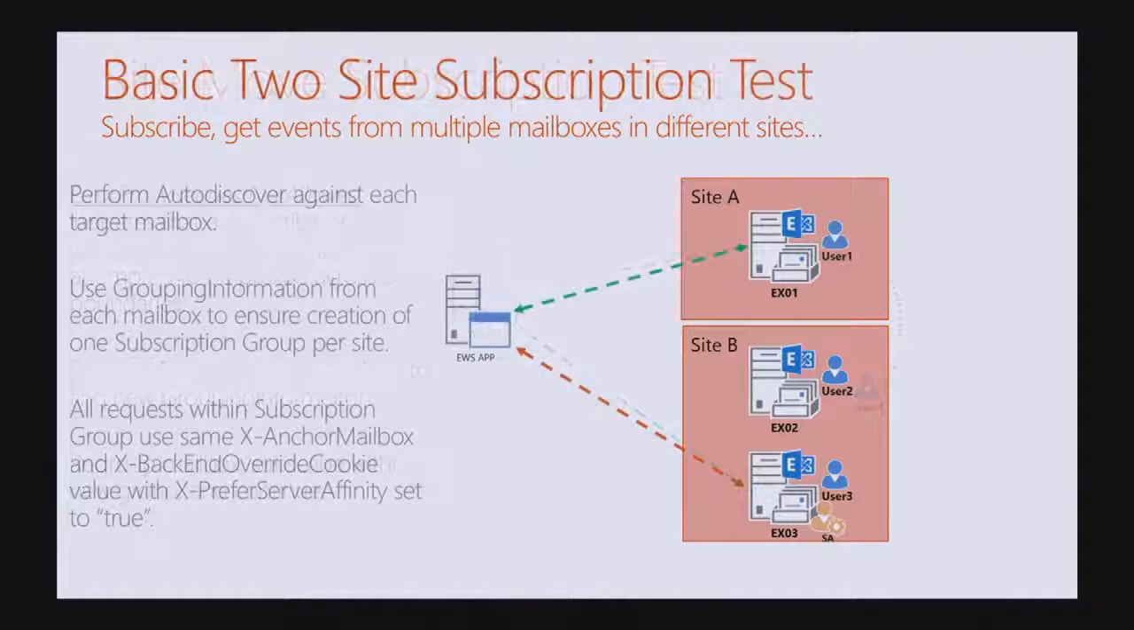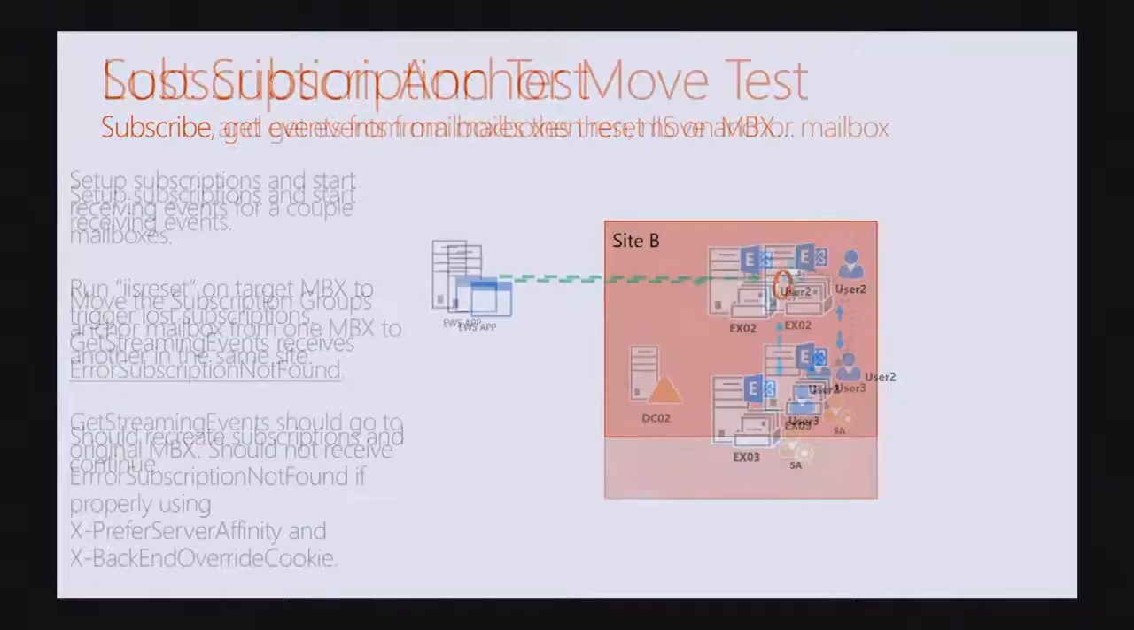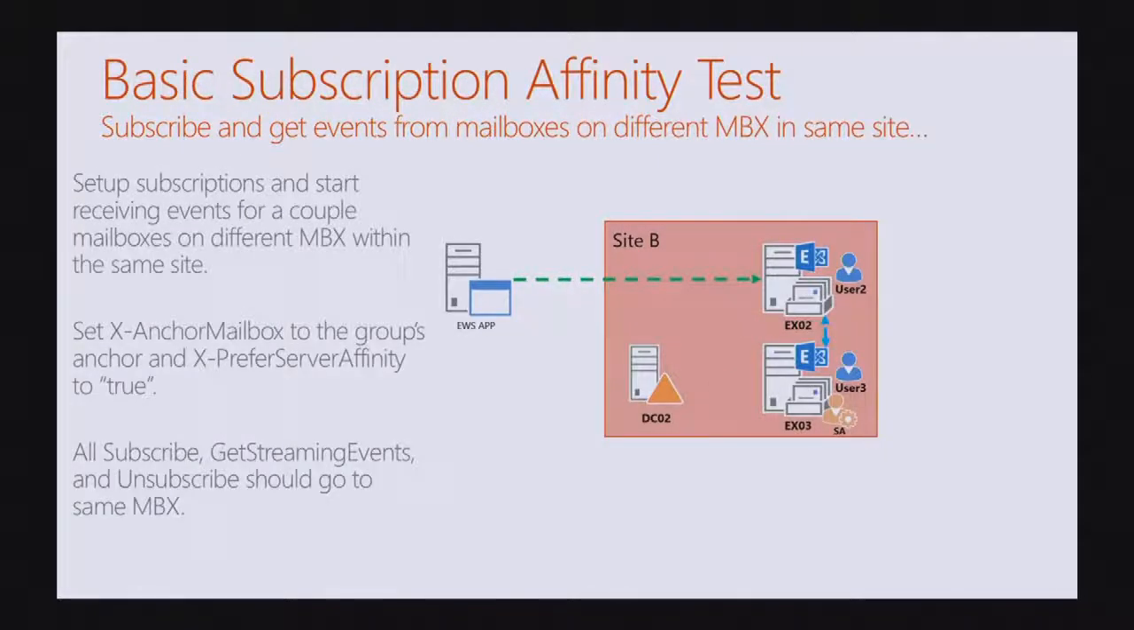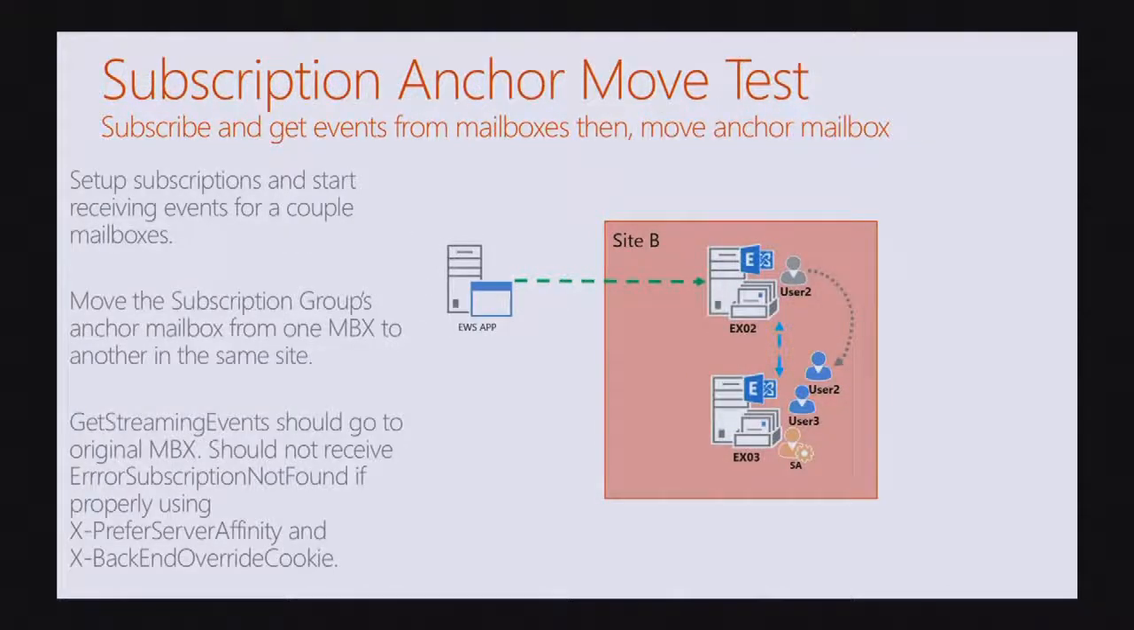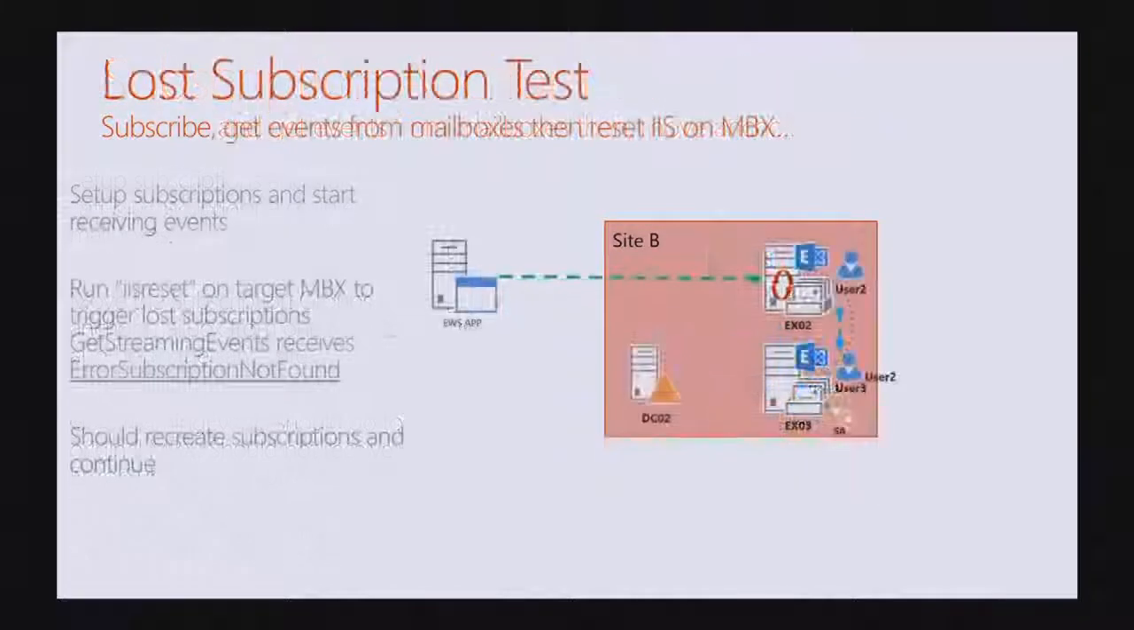So just to recap a couple of these test scenarios that I just walked you through here. A basic subscription affinity test to make sure you go to the same mailbox every time. A test to make sure that you're using the prefer server affinity header, not just the anchor mailbox header. So set up a subscription, be getting events from that, and then move your anchor mailbox to a different server. Your request should still go to the original server because of the prefer server affinity and the backend override cookie.